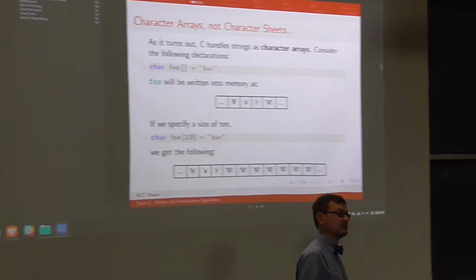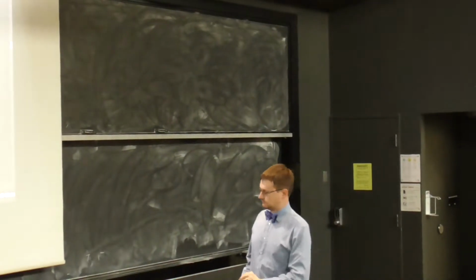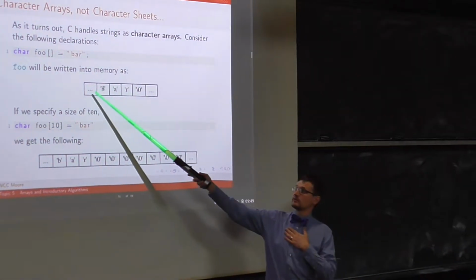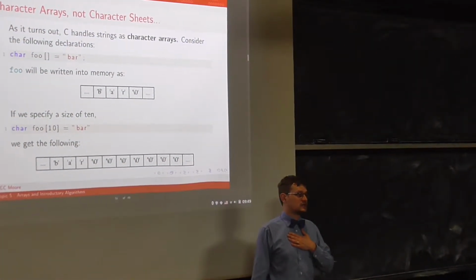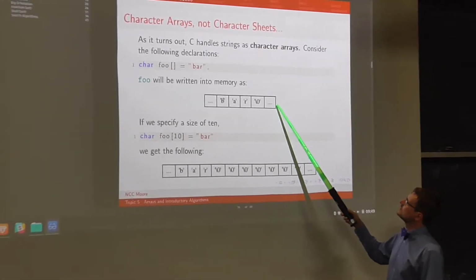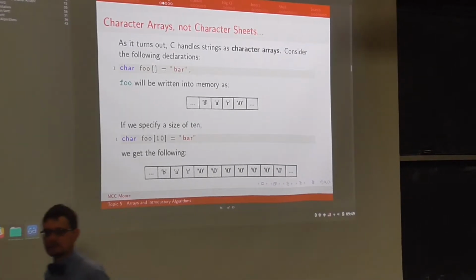Yes? Are the 3 dots before and after this array significant? No, that's just my indication that memory continues this way and memory continues that way. That's just like, and so on. I suppose I should have left off these verticals, but anyway. Sorry about that.